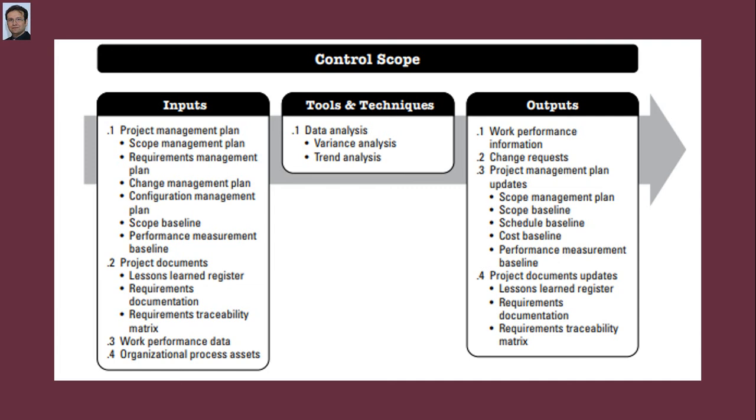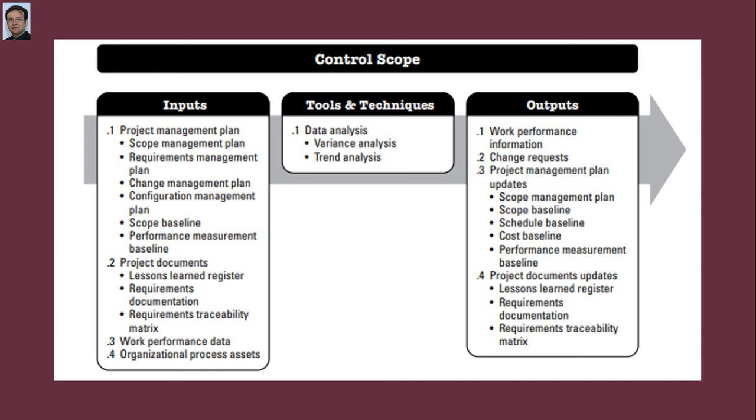And same as validate scope, you need requirement documentation and requirement traceability matrix in control scope as well, along with the work performance data that includes the number of change requests received, the number of requests accepted, and the number of deliverables verified, validated and completed, along with the organizational process assets.